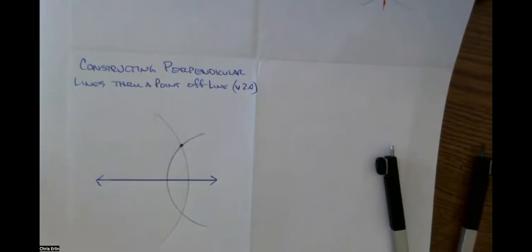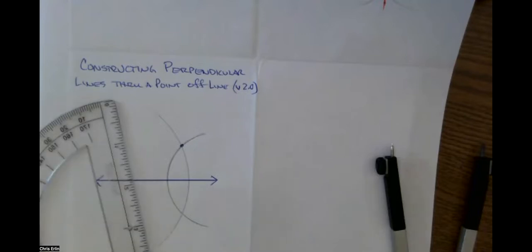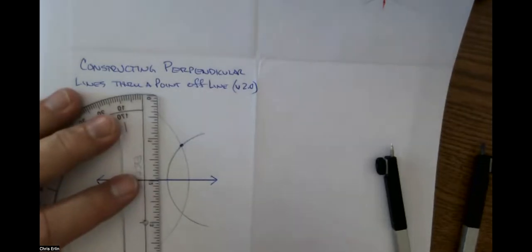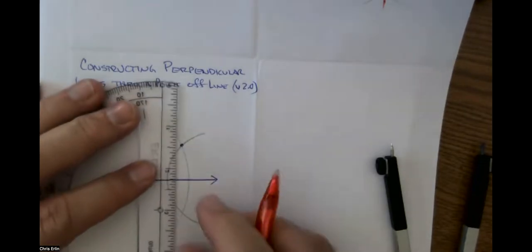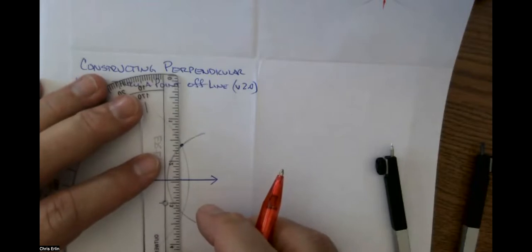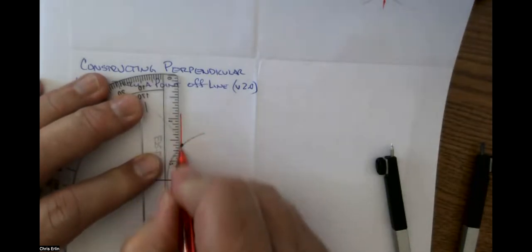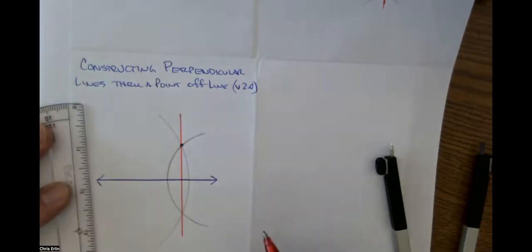Is it still a football? Certainly a lopsided football. This one's flattened, right? Someone's let the air out of this one. This is going to raise some questions when there are big bets on the line. But if I connect these two endpoints, it still will produce for me a perpendicular line through the point off the line.